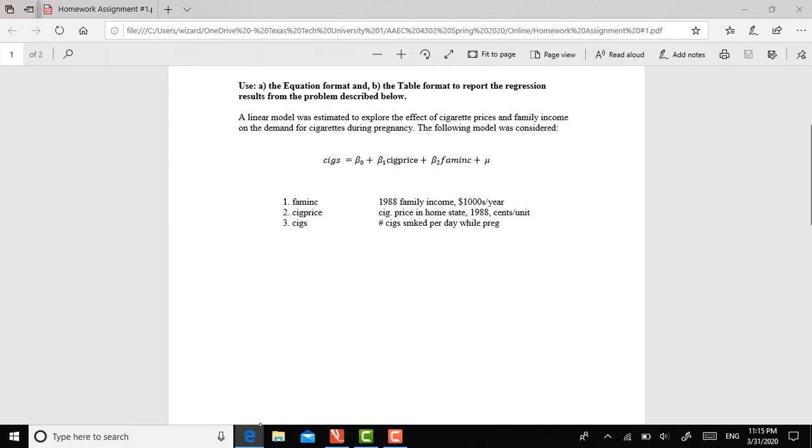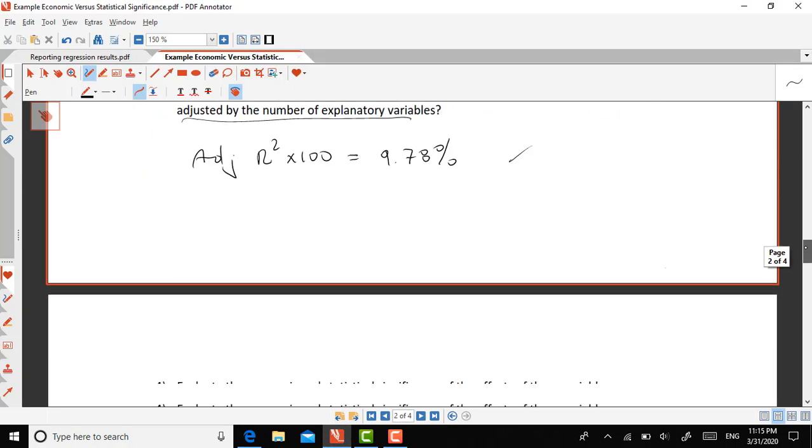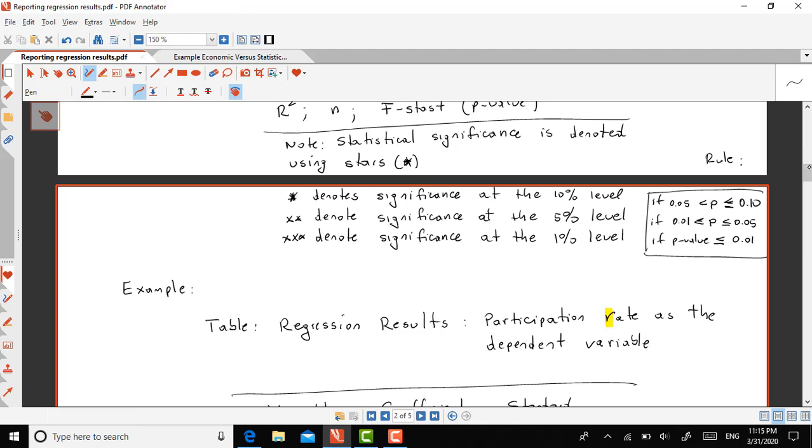So we have a model where we're exploring the effect of cigarette prices and family income on the demand for cigarettes during pregnancy. That's the theoretical model that was considered, the names of the variables, and these are the results. So basically what I'm asking you to do is to present these results using both of the two formats that I just discussed. As a reminder, for the assignment, make sure that you follow the formula.